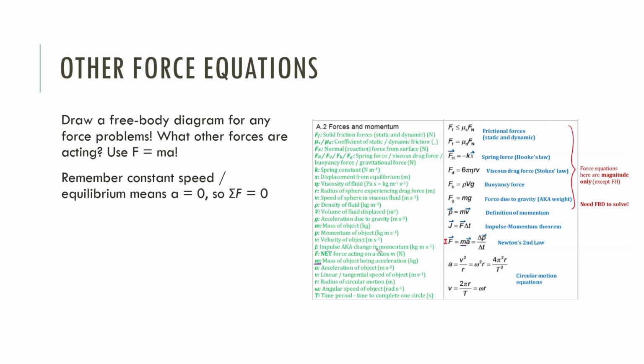Some other random force stuff, remember, a common thing is they'll give you a constant speed situation. If something's moving at a constant speed, it's not accelerating, so the net force is 0. That's a good one. Your brain doesn't like that, because if something's moving and the net force is 0, you're like, well, how's it even moving? Newton's first law: if it's in motion, it's going to stay in motion unless there's a net force.